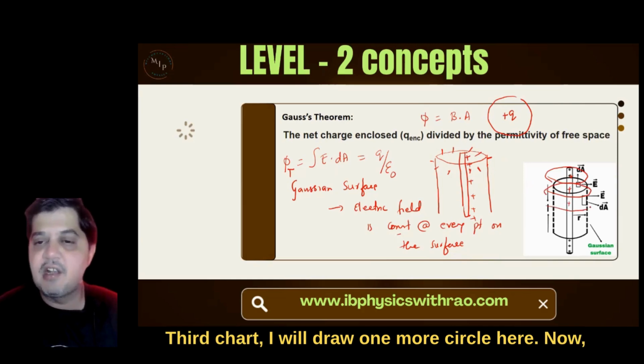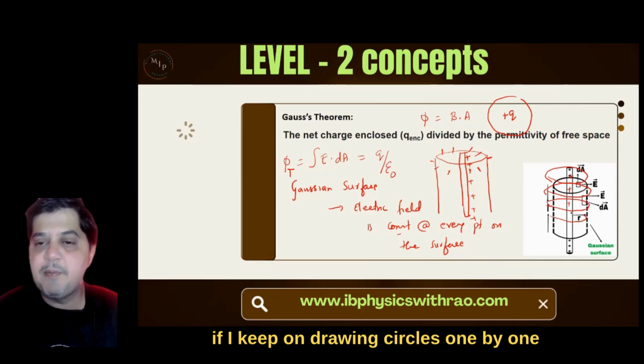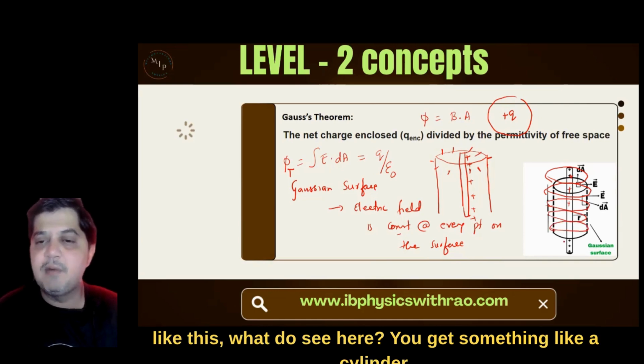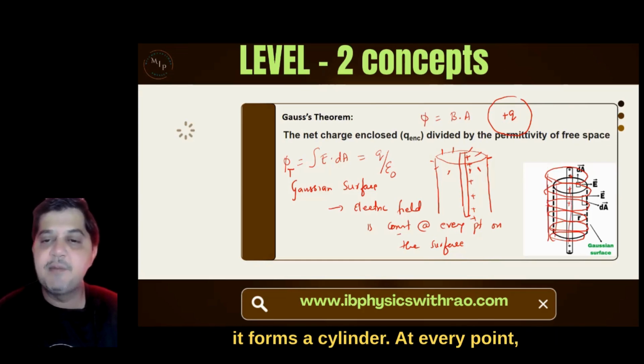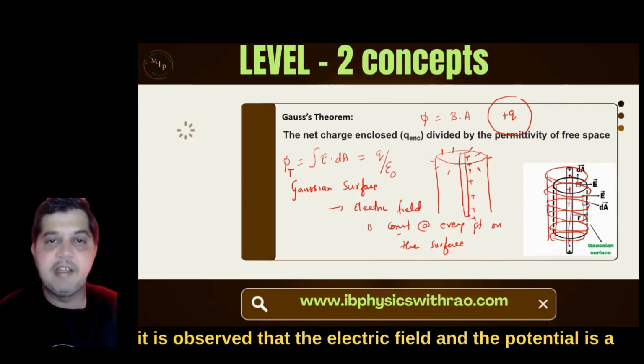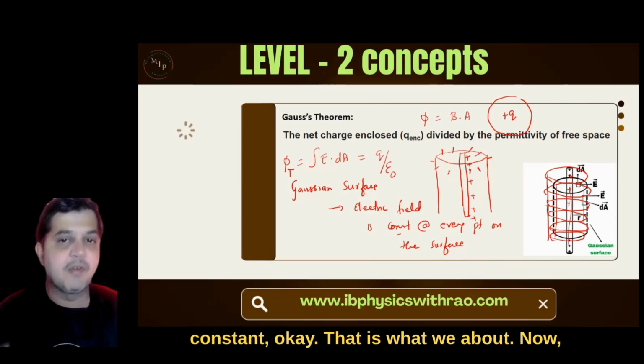Third charge, I will draw one more circle here. Now, if I keep on drawing circles one by one like this, what do you see here? You get something like a cylinder. I join all these points and I see that it forms a cylinder. At every point, it is observed that the electric field and the potential are constant. Okay, that's what we have got.